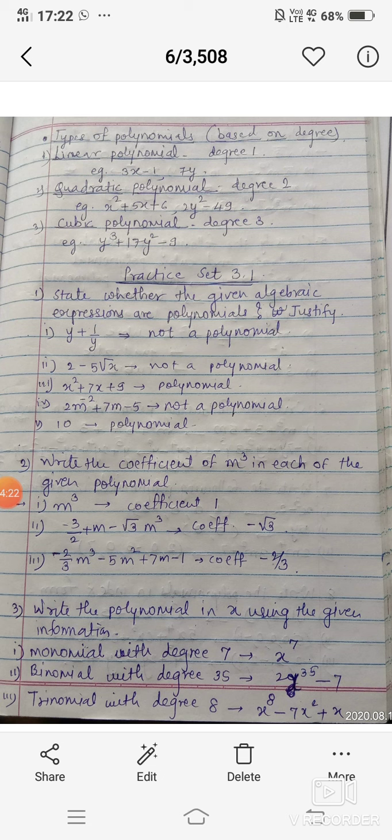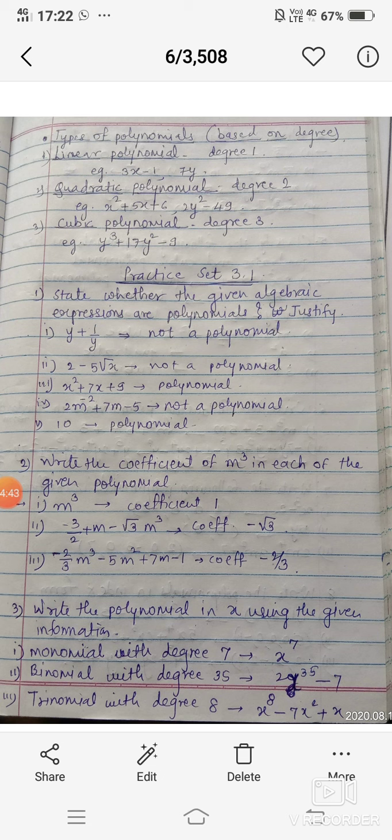x square plus 7x plus 9. All powers are whole numbers, so it is a polynomial. 2m raised to minus 2 plus 7m minus 5 is not a polynomial because minus 2 is not a whole number. 10, it is a constant polynomial.